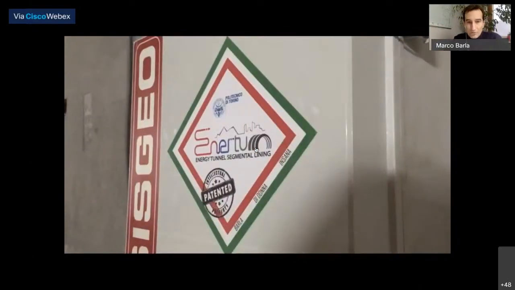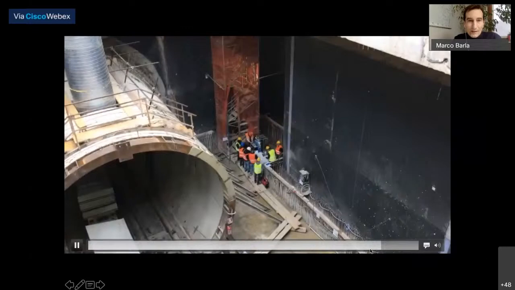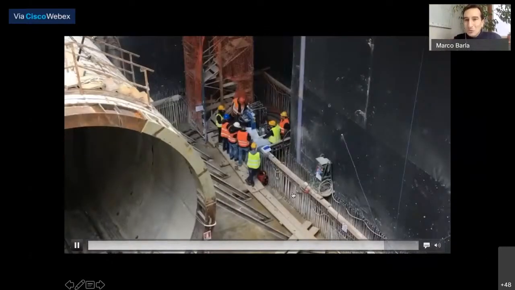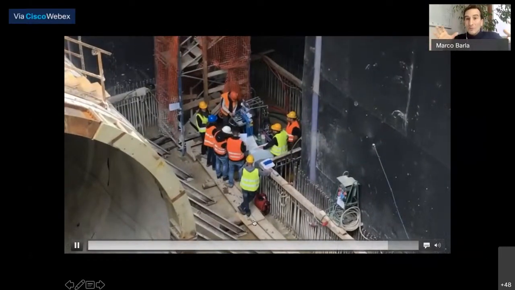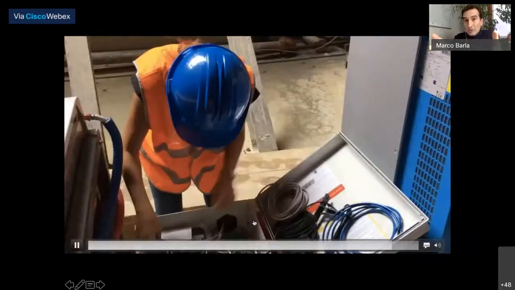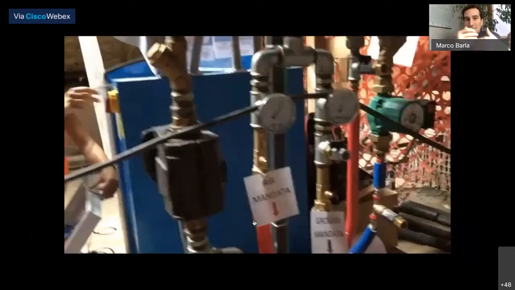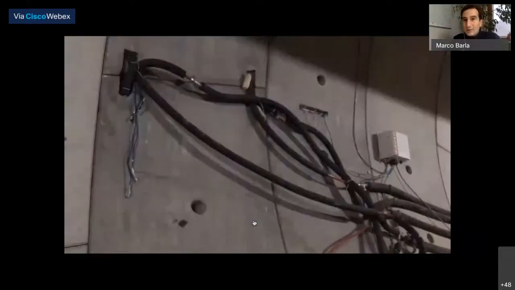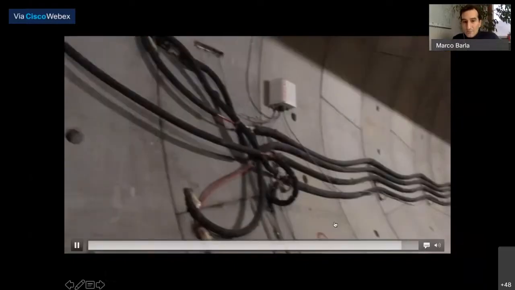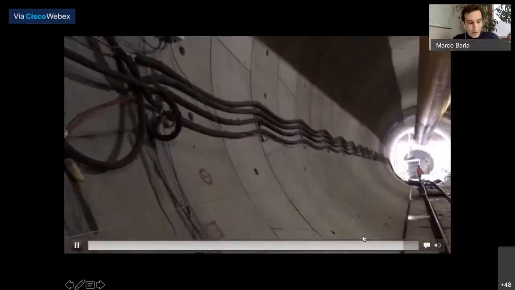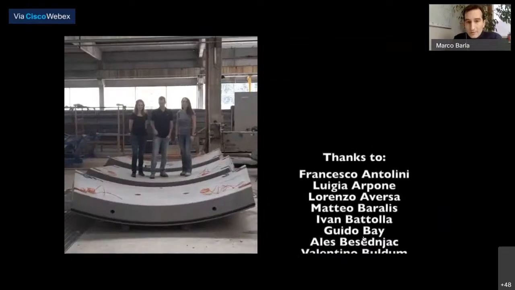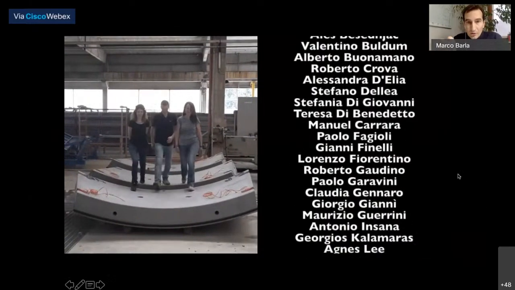Then of course measuring systems were installed. This is what I call the control room. So this is the area of the metro station during construction, and there we had the heat pump system and, as I said, the secondary circuit and all the recordings of the measuring tools. And that's it, so we can go ahead, I think.